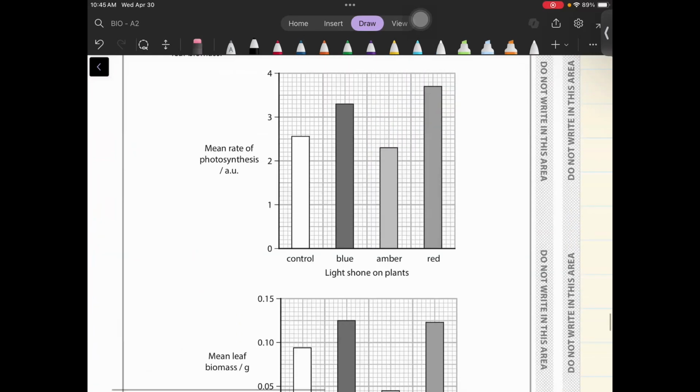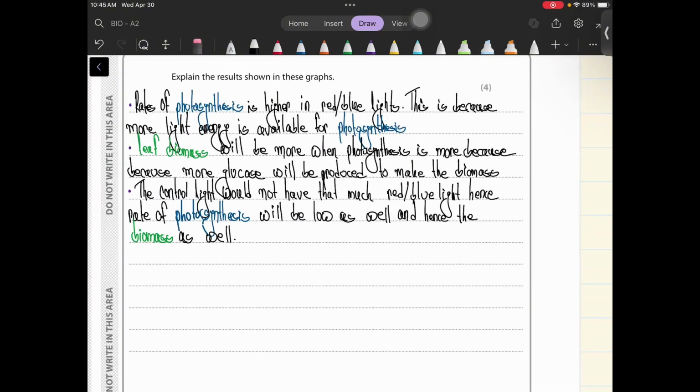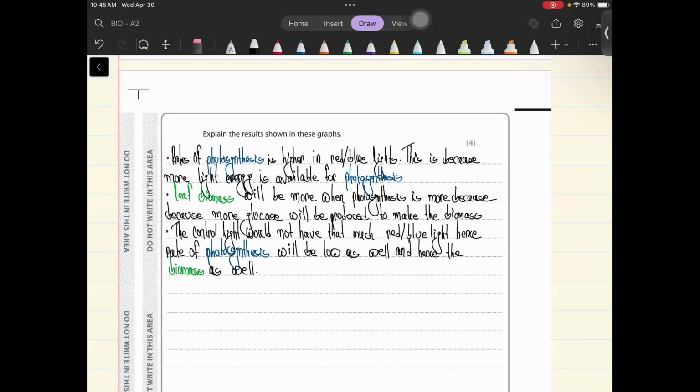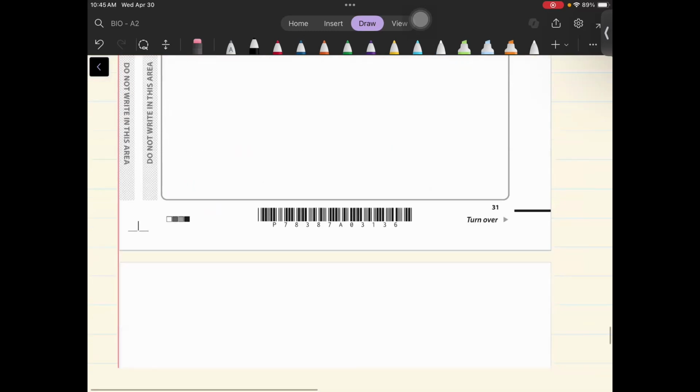And in the control plant, the growth would not be as great because the photosynthesis rate would be slow, and hence glucose would be produced less rapidly, and hence biomass would be low as well. So I have written this down here. How many questions left? Oh, two more. Okay, two more to go.